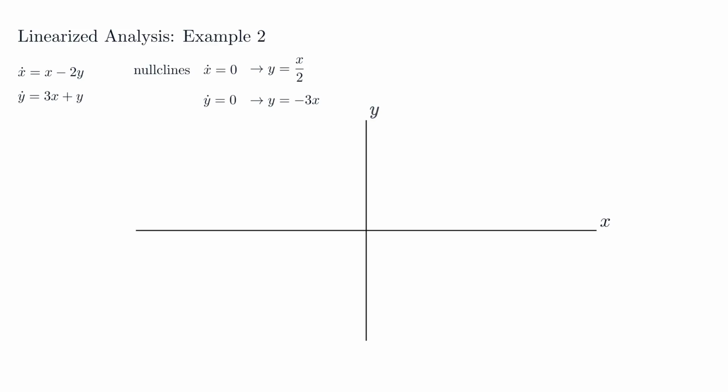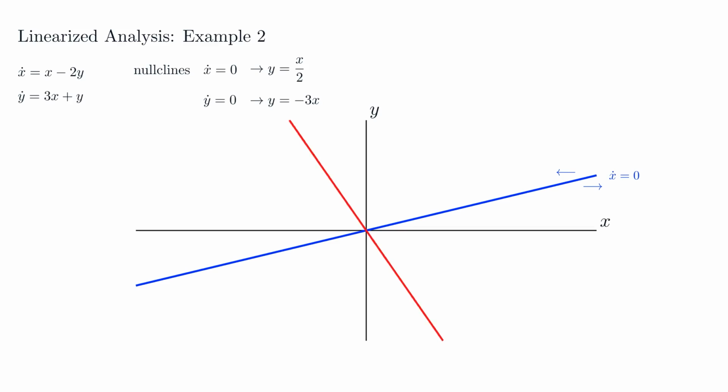So again, let's plot the null lines in the xy plane. Well, the null line x dot equals 0 is a line with positive slope 1/2. So this is line x dot equals 0. And again, it's easy to verify that the flow on either side of the null line looks like this. And similarly, the null line y dot equals 0 is a line of slope minus 3. And the flow on either side of the null line, the vertical flow, is this.